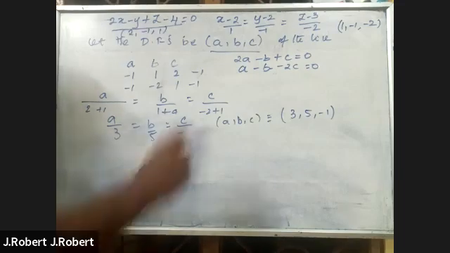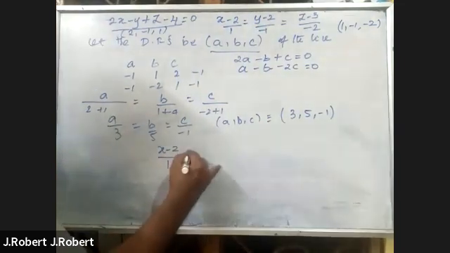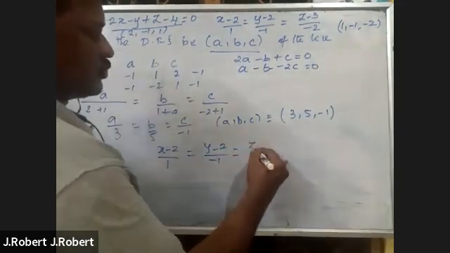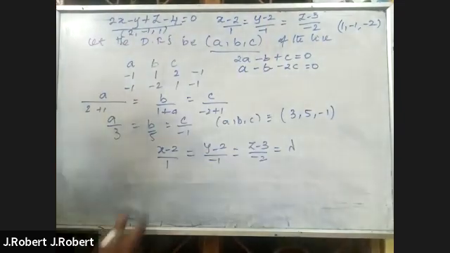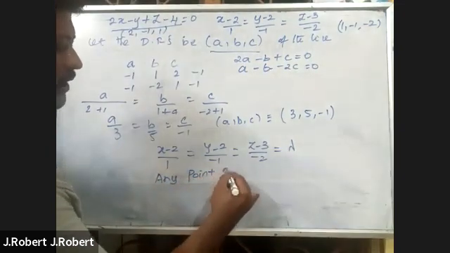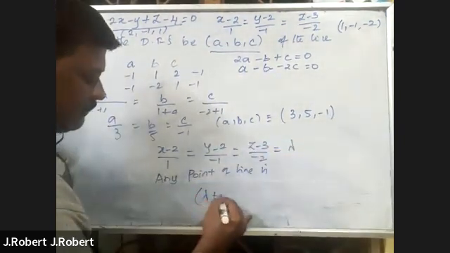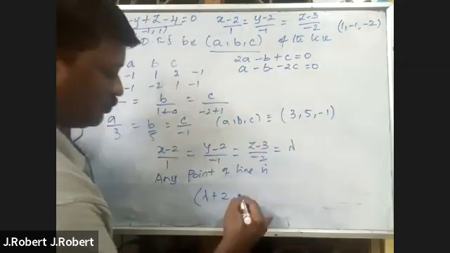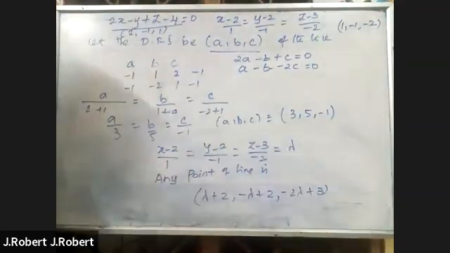Not only that, they have given a line x minus 2, y minus 2, right? I compare x minus 2 by 1 equals y minus 2 by minus 1 equals z minus 3 by minus 2 equals lambda. Then any point on this line, how to find the point of intersection? Any point on the line is x equals lambda plus 2, y equals minus lambda plus 2, z equals minus 2 lambda plus 3. Our main aim is to find lambda.